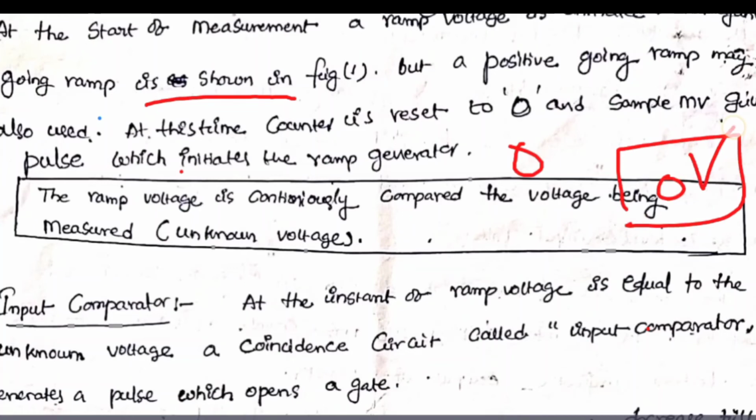A simple sample multi-vibrator gives pulses which initiate the ramp generator. The ramp voltage is continuously compared with the voltage being measured, that is the unknown voltage. What is the purpose of the input comparator? At the instant the ramp voltage touches the peak point of the voltage, the input comparator compares the peak value, that is input comparator coincidence. Also, as I already told you in the diagram, coincidence 1, the input comparator continuously compares the value with 0 voltage.